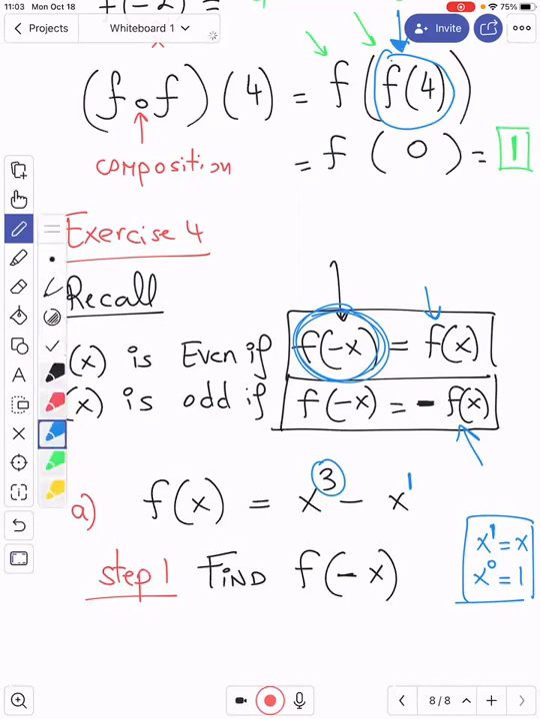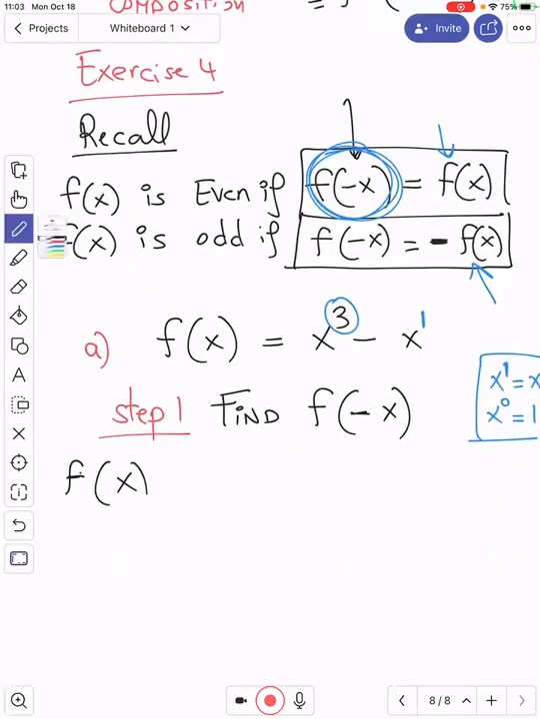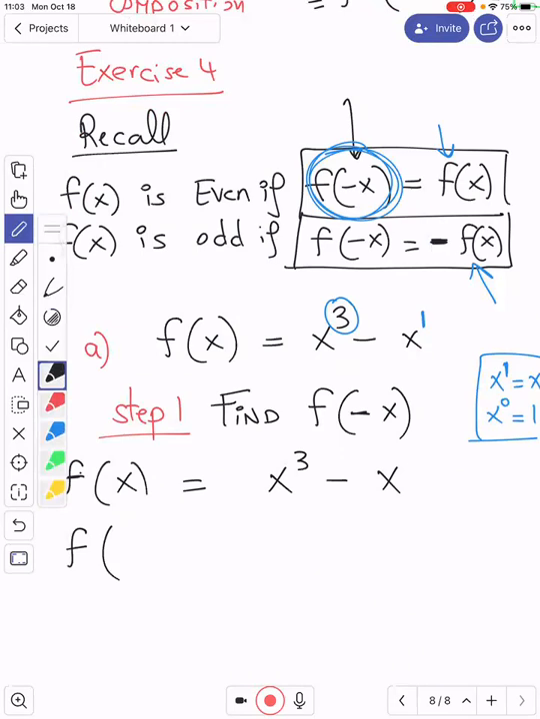But anyway, to justify my answer, first I have to compute this f of minus x. So I'm going to write down first f of x, which is x cubed minus x. That's my f of x. And now I'm going to evaluate f of minus x. So I need to substitute x with a minus x, right? There's an x in here, and there's an x in here. So both x's are going to become minus x.